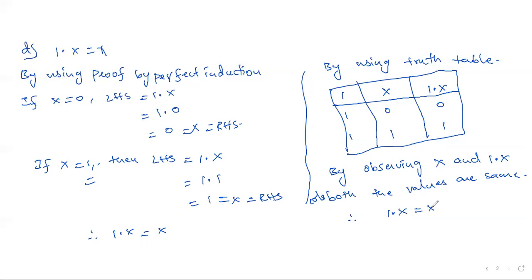So these are the 4 properties we have with zeros and ones, or properties of 0 and 1. Next property we have is the idempotence law.